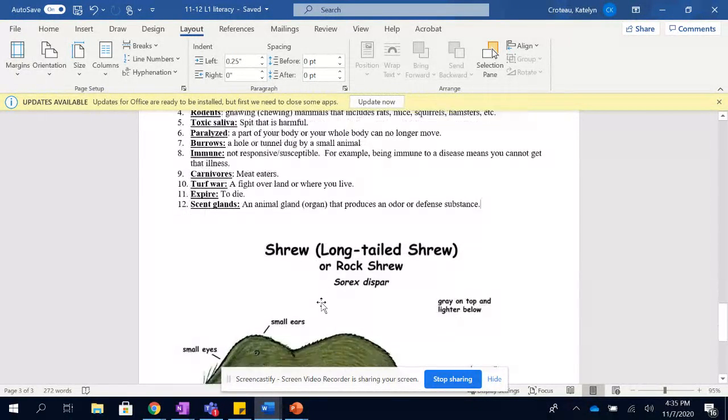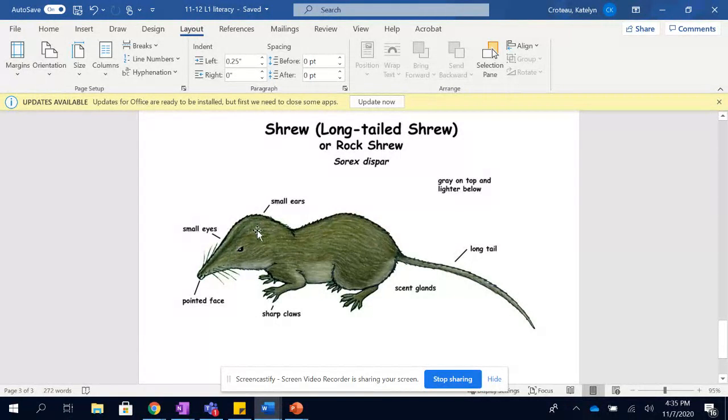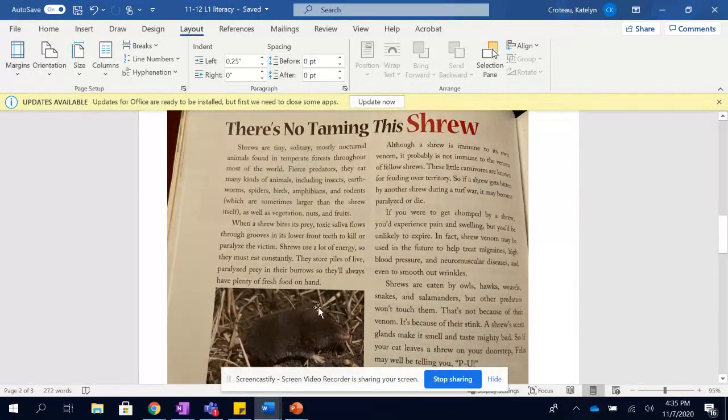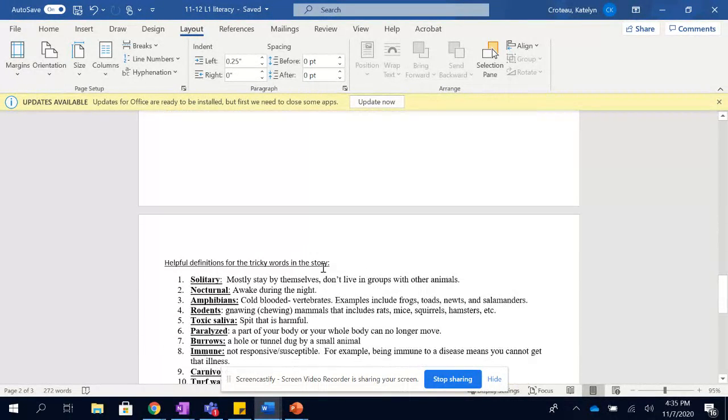Okay, so lots of tricky words. Here's a picture of a shrew. Shows its general structure there. Shows its scent glands. Yep, it's on its butt. You are correct. That's where a lot of animals have their scent glands. Totally normal. And you just get a general visual here of the shrew. Okay? So when you go back again, use these words to help you.